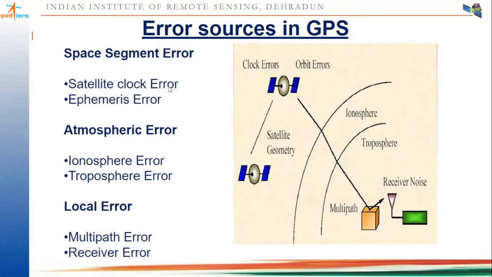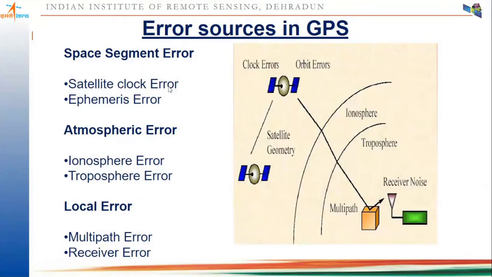Ephemeris error, in the sense, as I just told, the master control facility sends the latest precisely determined orbit to the satellite. Okay, so there may be some storage limitation, or some other reason, for errors to be there. So it may cause an ephemeris error as well. So the ephemeris error and the satellite clock error are on the space segment side.